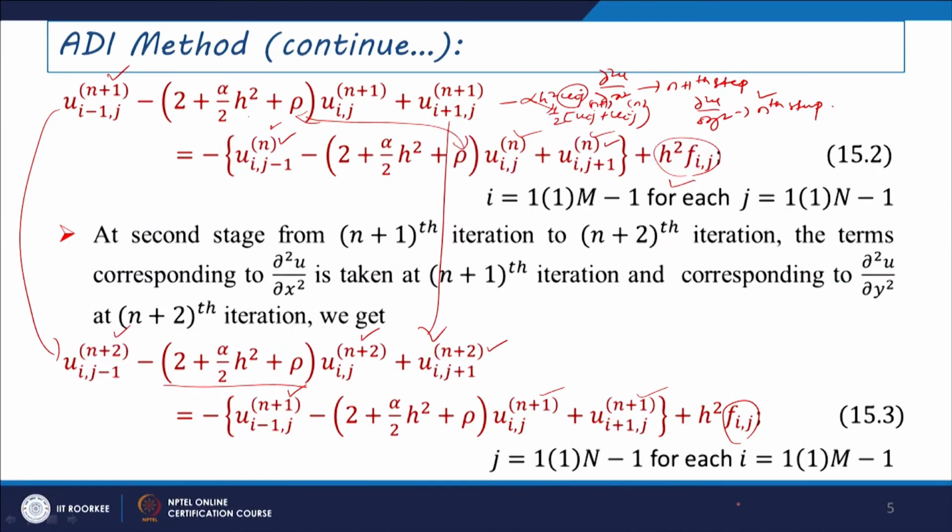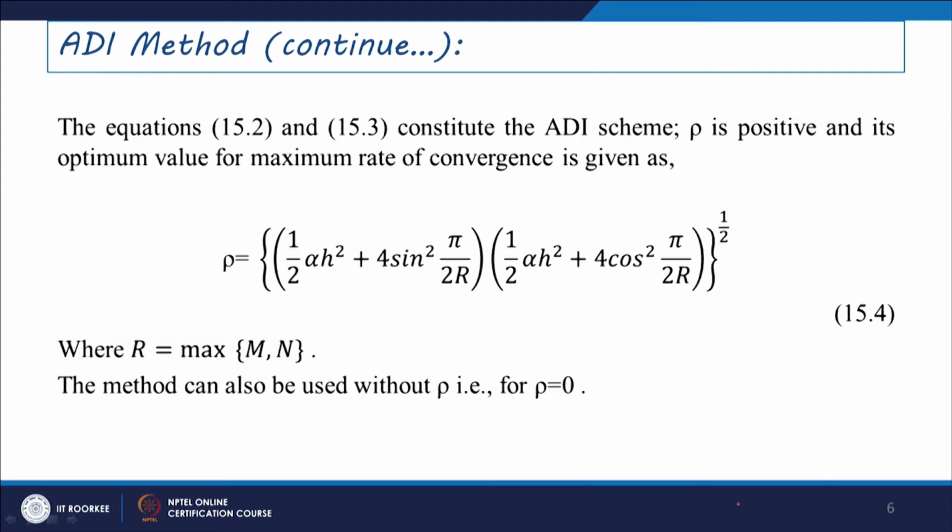Here, if you just see, our j is varying from 1 to n minus 1 and i is varying from 1 to m minus 1, since these equations will be used for computation of the values at the unknown grid points. Since we are using the SOR method here, we have to use this relaxation parameter for these equations.